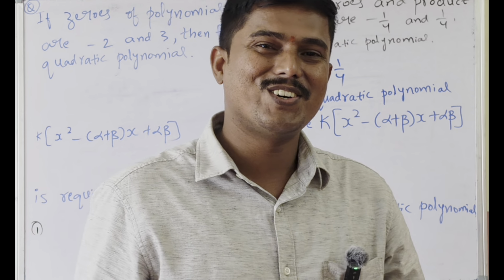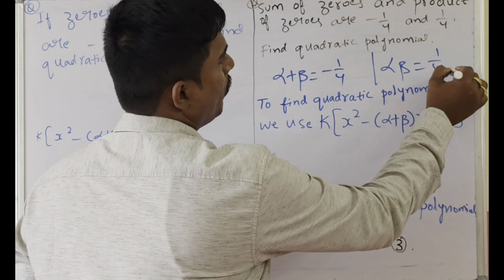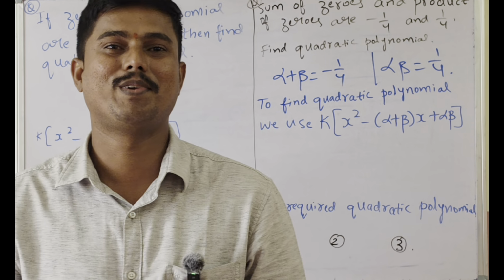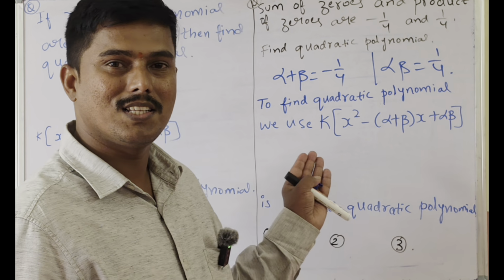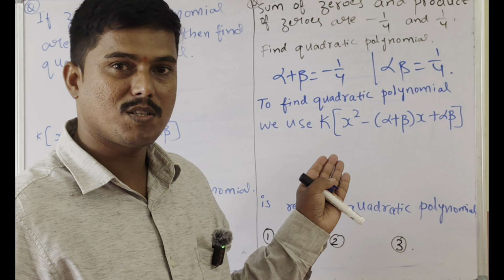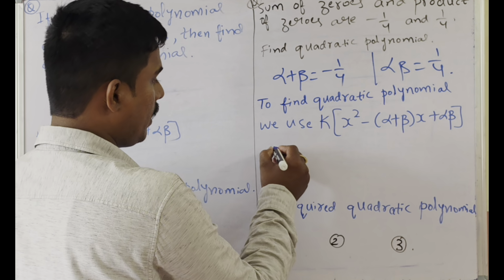What do you mean by product of zeros? Alpha into beta, correct. Alpha into beta is equal to what? 1 by 4. Now when the sum of zeros and product of zeros are given, to find a quadratic polynomial, we are going to use this relation: k of x squared minus (alpha plus beta) x plus alpha beta. Now substitute. K is a constant, we will choose the next step.